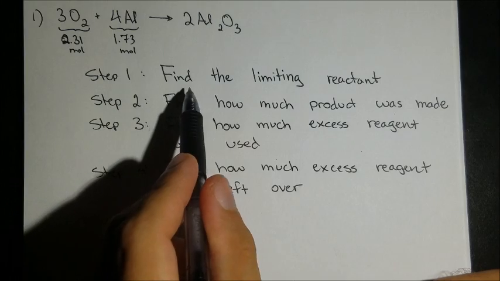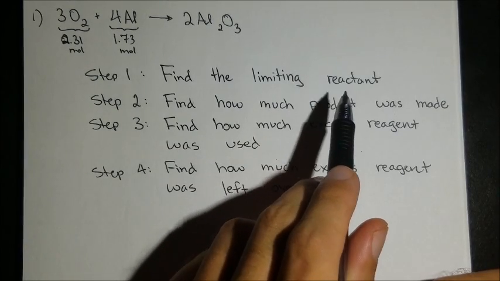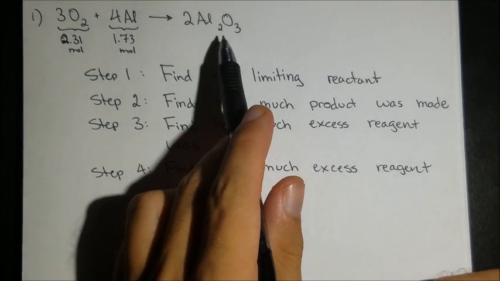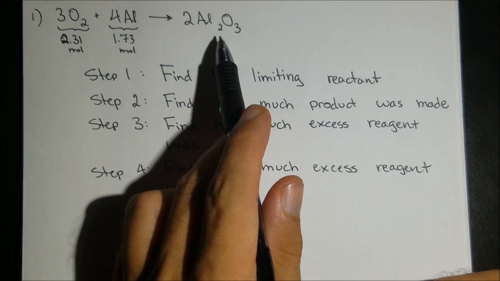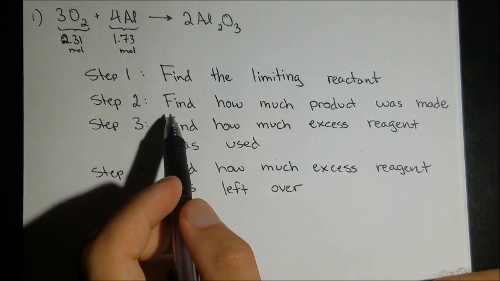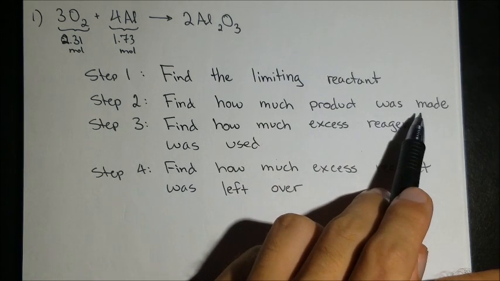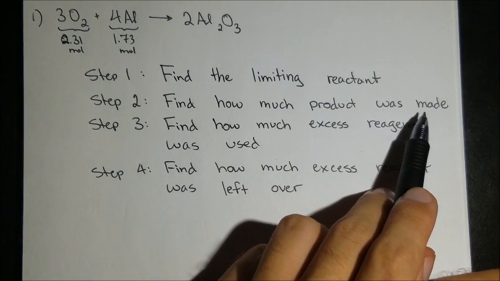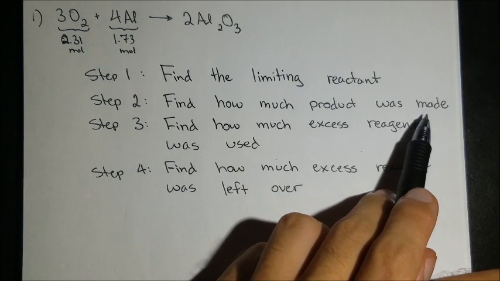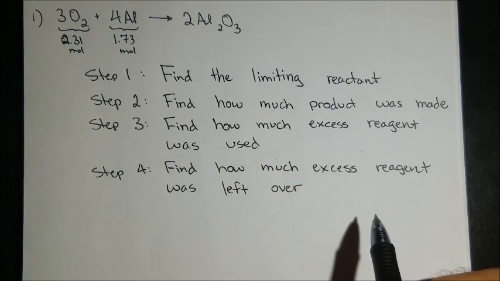The first step is going to be to find the limiting reactant. This is going to be important because we have to know how much of the aluminum oxide we make. And once we know what our limiting reactant is, we also know inherently, by the way we calculate it, how much product we made. So the product is our aluminum oxide.